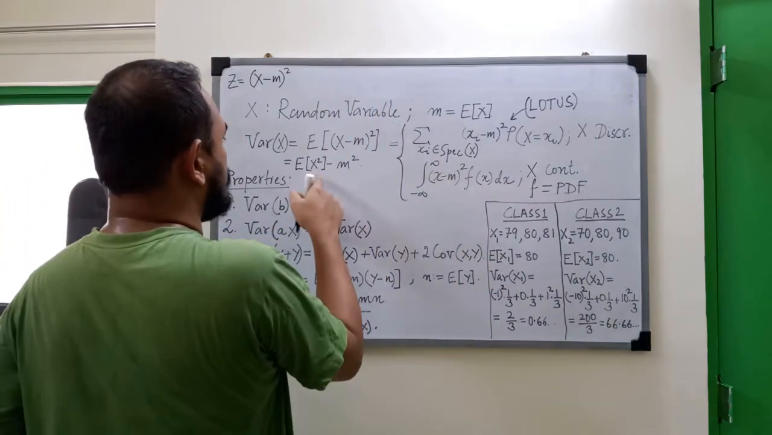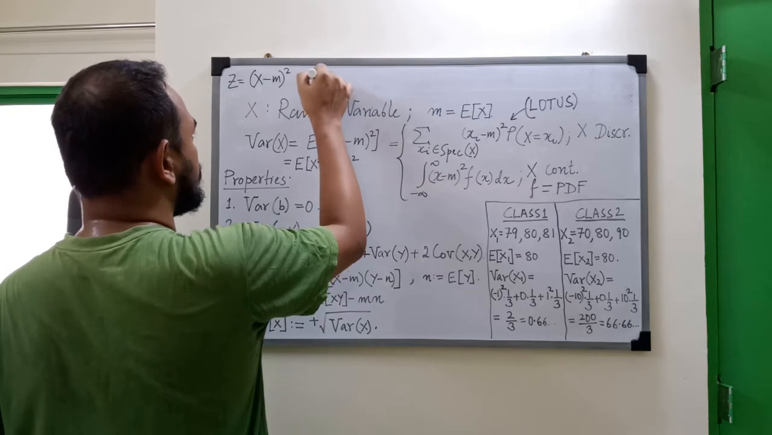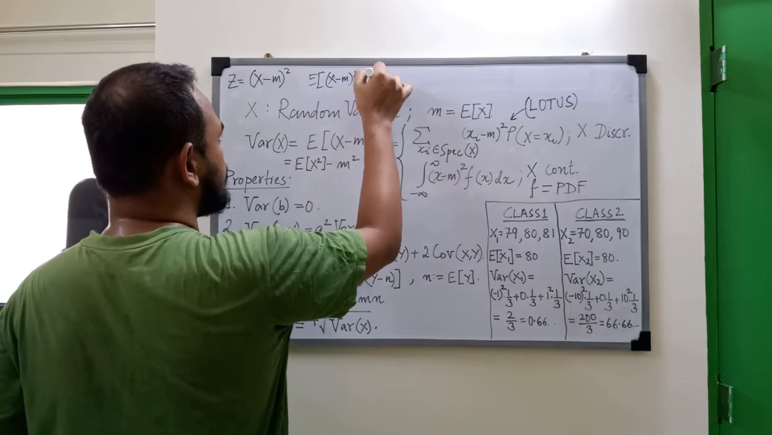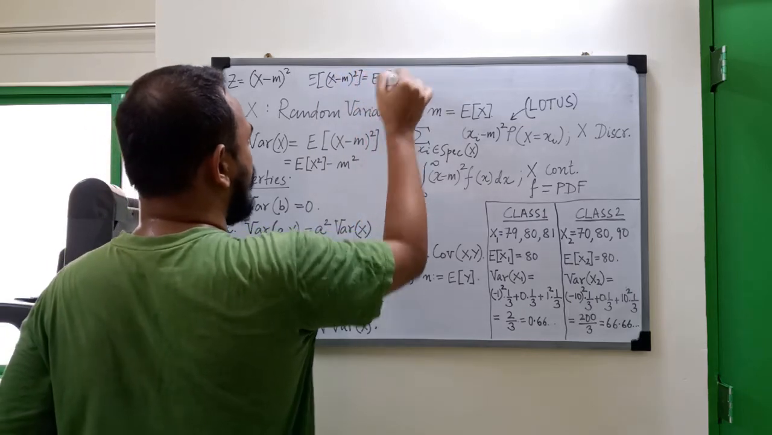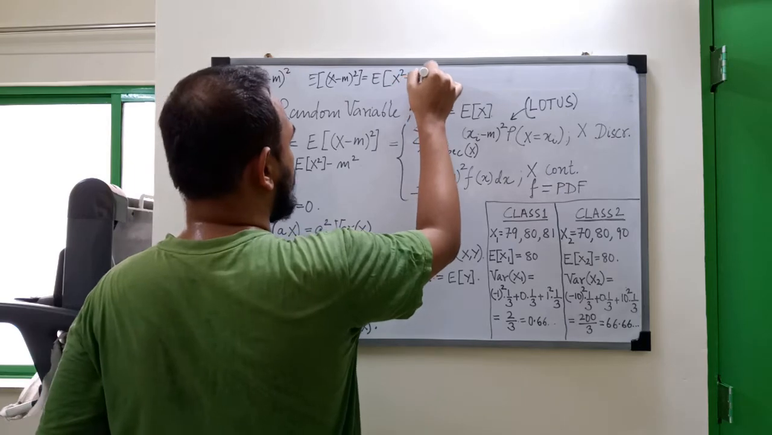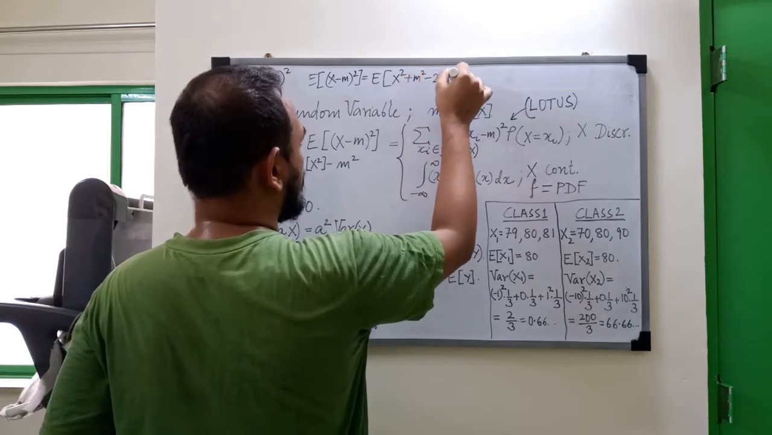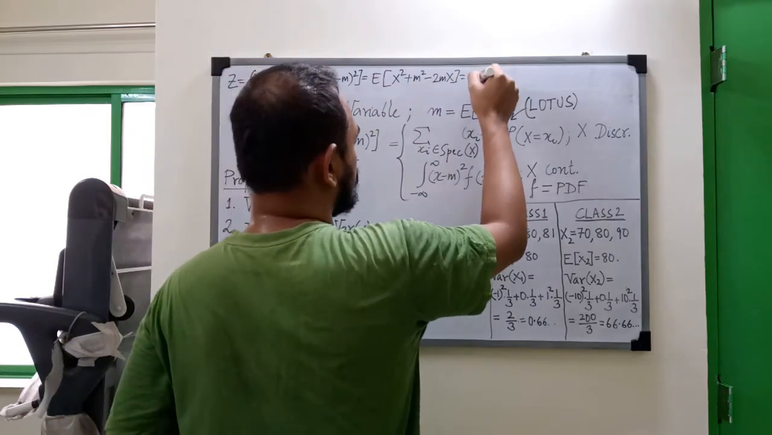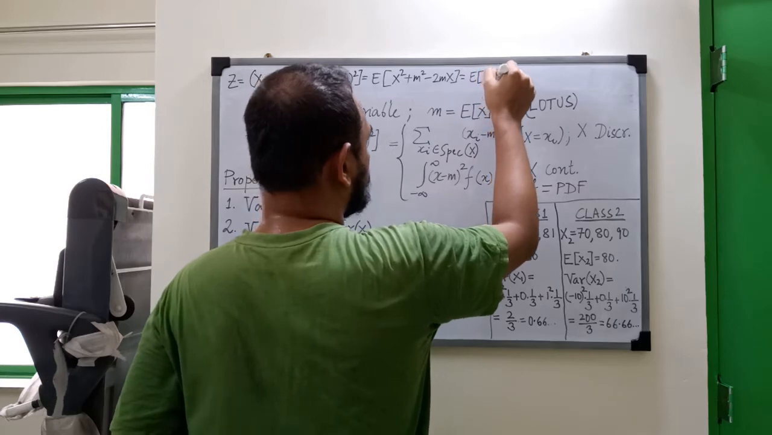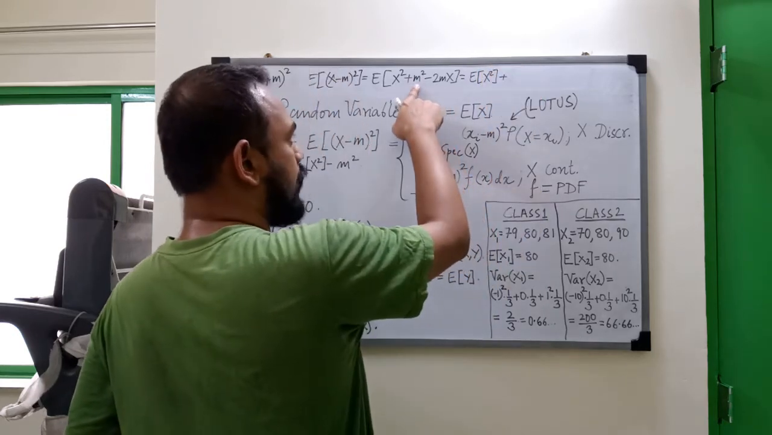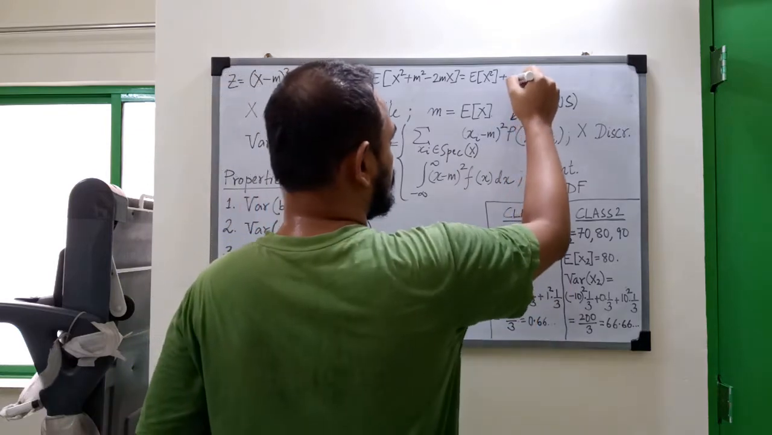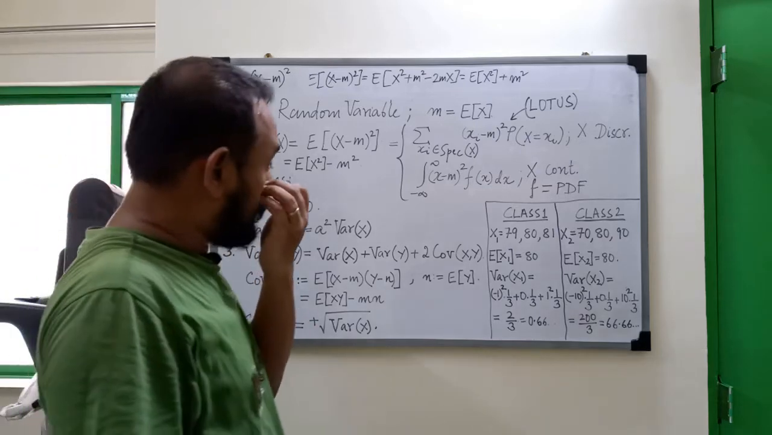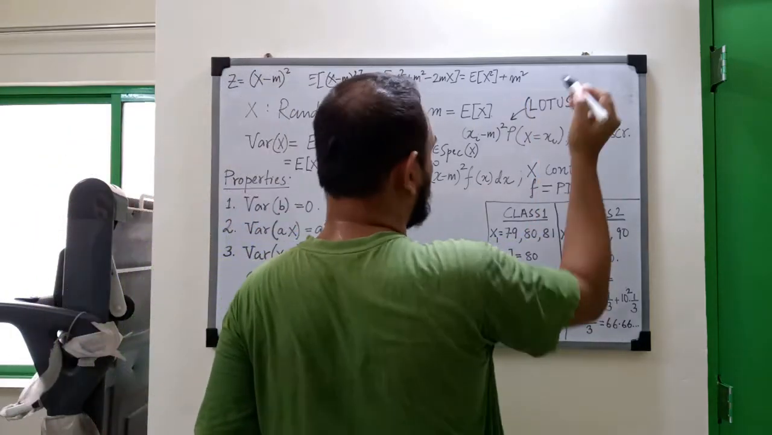So if you work this out, expectation of (X minus m) whole square, this is expectation of X square plus m square minus 2mX. By linearity of expectation, you can take individual expectations. So you will have expectation of X square plus expectation of m square, but m square is a constant, so that remains m square, okay? Expectation of a constant random variable is that constant, okay?